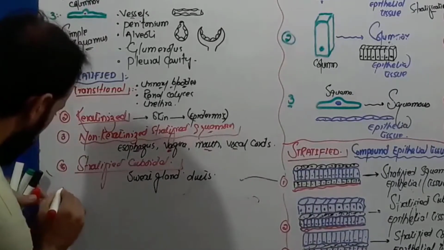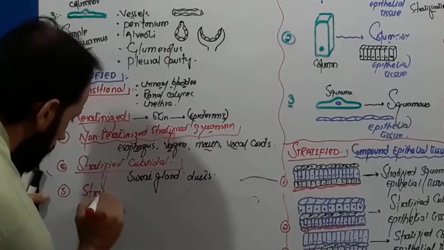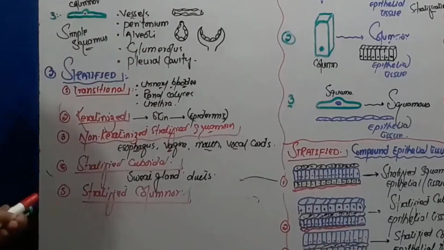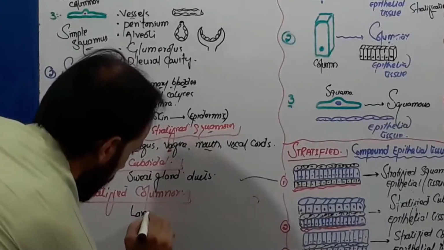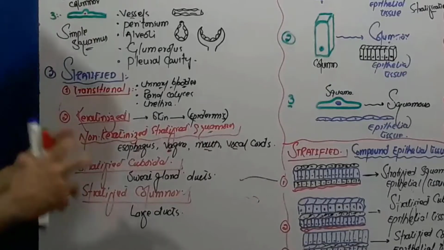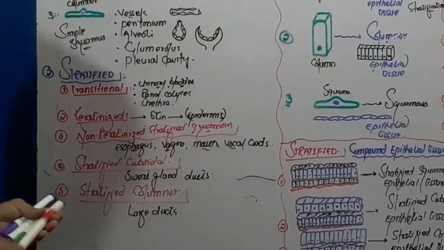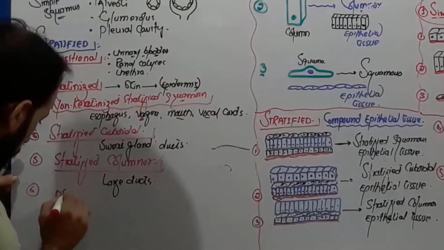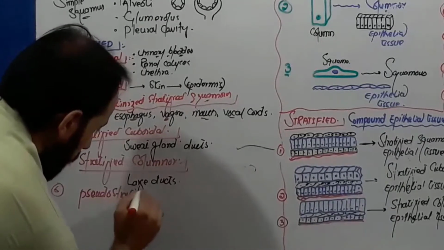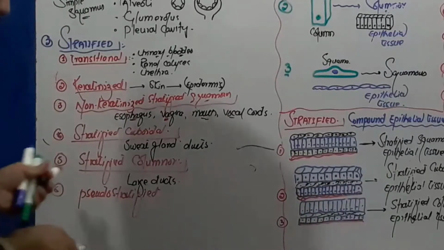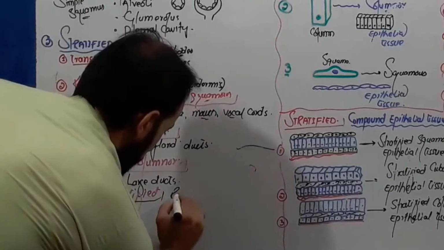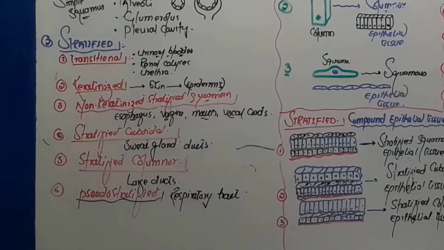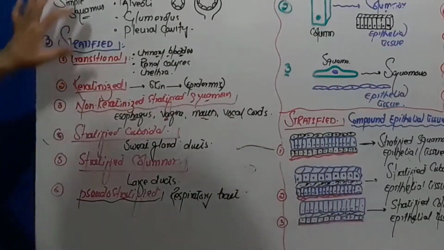Then the next one, the fifth one which we should know, is the stratified columnar. Stratified columnar is mostly found in the large ducts of the body, right? So the big ducts of the glands contain the stratified columnar epithelial tissues, right? Then there is the pseudostratified. And I told you that mostly they are present in which areas of the body? They are present mostly in the respiratory tract. Respiratory tract, right.